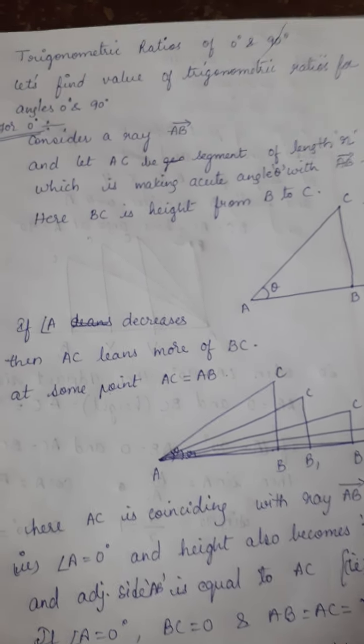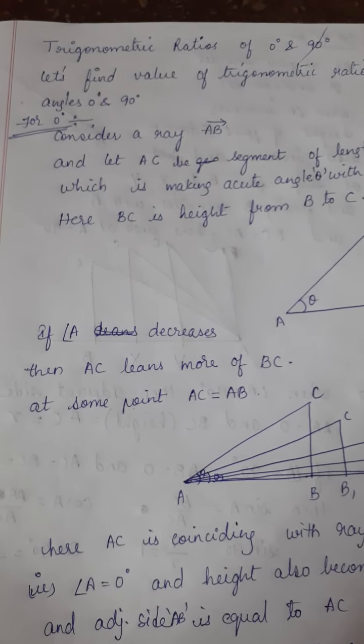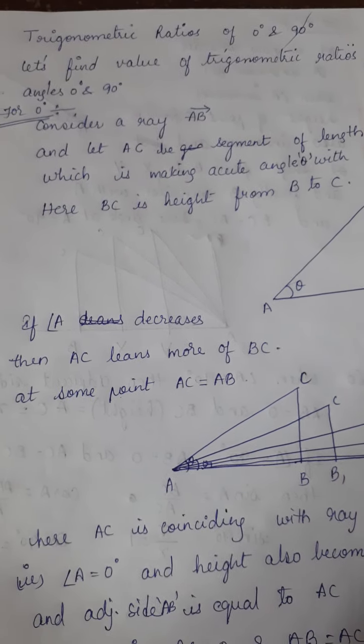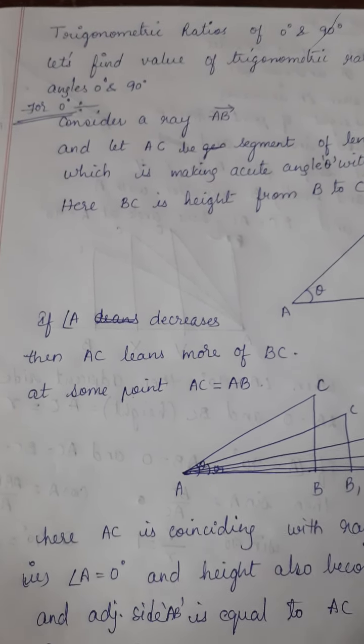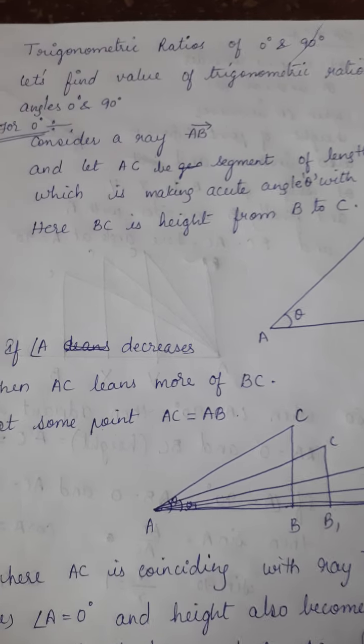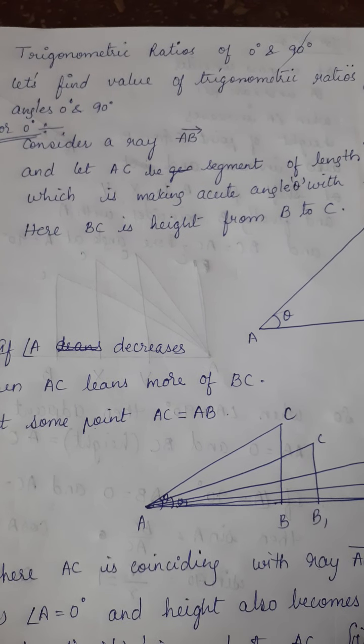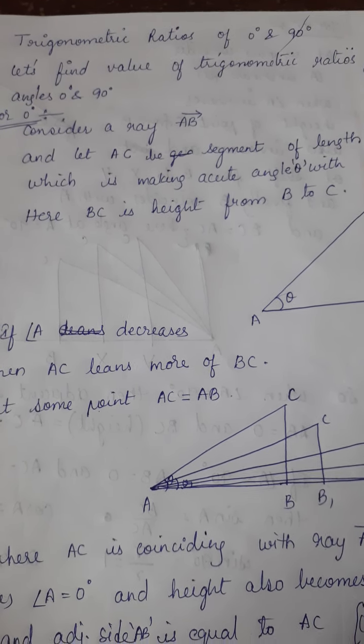Hello children. Today we are going to learn about the trigonometric ratios for the angles 0 degrees and 90 degrees. So first of all, let us determine the values for 0 degrees.